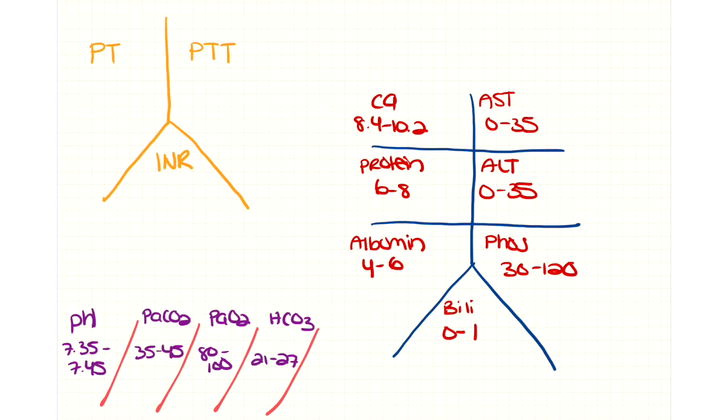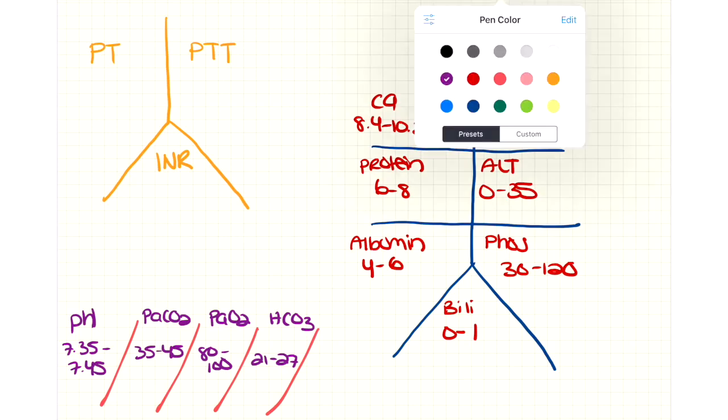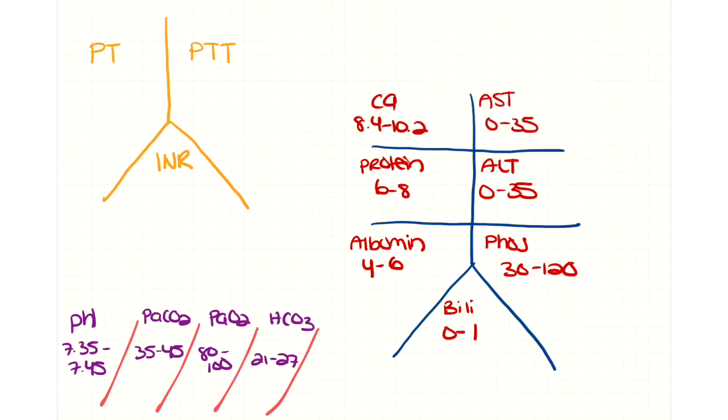It would help if I put the PT, PTT, and INR lab values. Let's see, PT is 10 to 13, PTT is 30 to 40, 45. INR is 1 to 2.